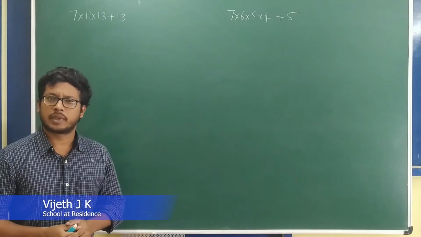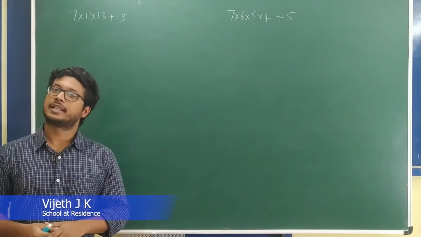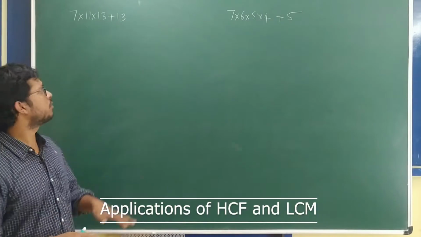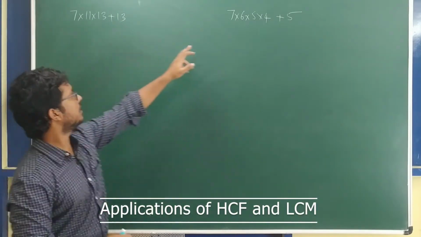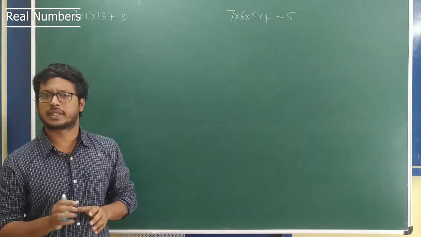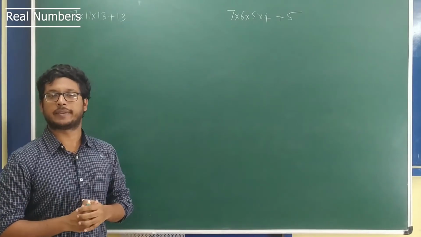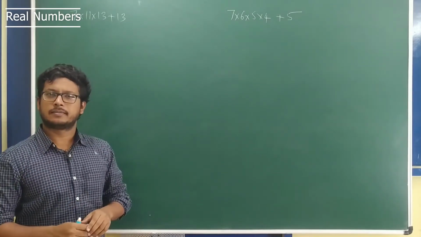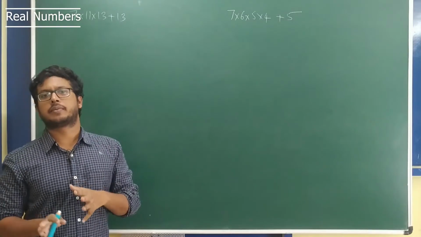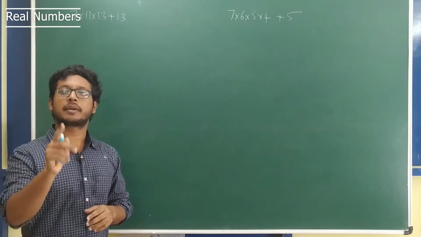Here we study one more application of the fundamental theorem of arithmetic. The question here is: prove that this number and this number both are composite numbers. That's what we are trying to prove here. Let's understand the definition of prime number and composite number.